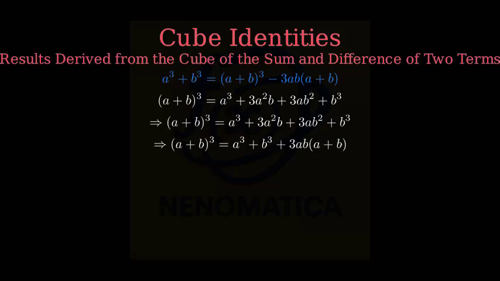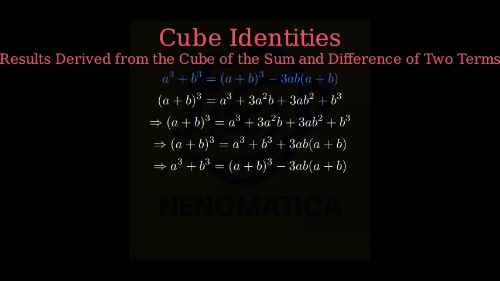A plus b, all cubed, equals a cubed plus b cubed plus 3ab times a plus b. Rearranging this equation, we get a cubed plus b cubed equals a plus b, all cubed, minus 3ab times a plus b. And this proves our first identity.